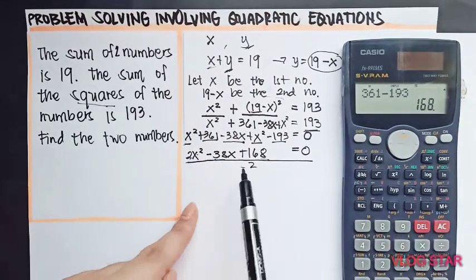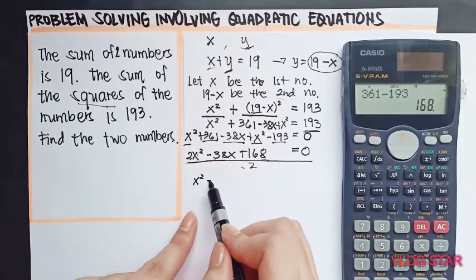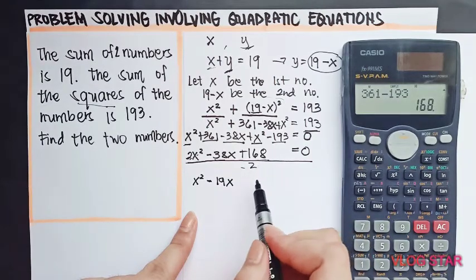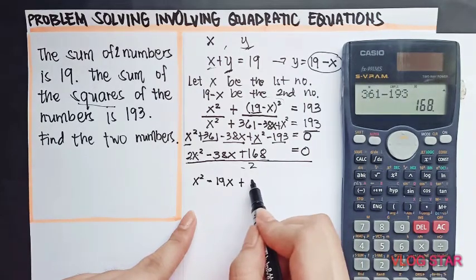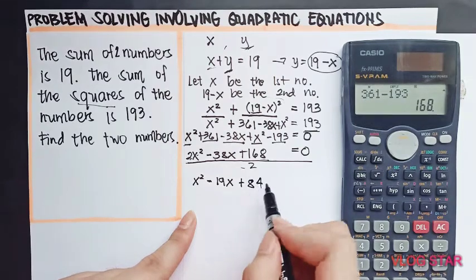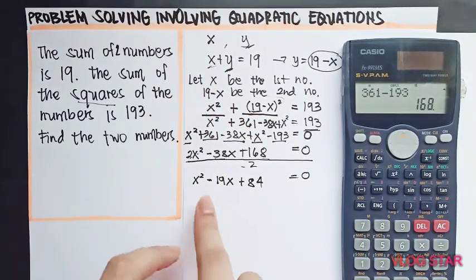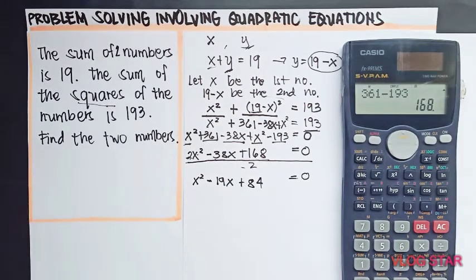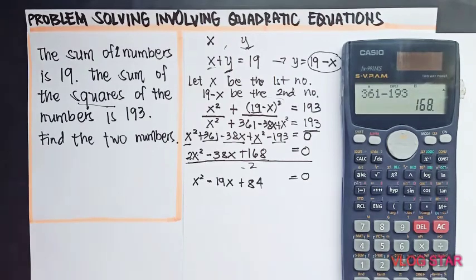Alright, so 2x squared divided by 2, that's x squared. Negative 38x divided by 2, that's negative 19x, right? And then 168 divided by 2 is 84. Okay, 84 equals 0. So it's now smaller. Let us now solve this using, let's try the quadratic formula. Alright, is it okay with you guys? Okay, let's try to solve this using the quadratic formula.